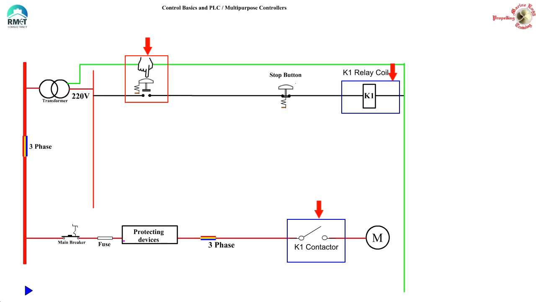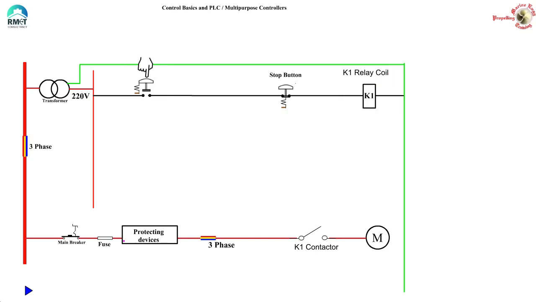This will result in the K1 coil getting de-energized. So the main contactor K1 will open up and the motor will stop. So unfortunately our happiness was short-lived. Unless you want to stand whole day or weeks pressing that button, which is not possible. So what is the way out?